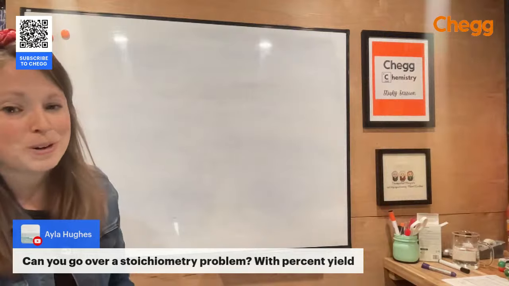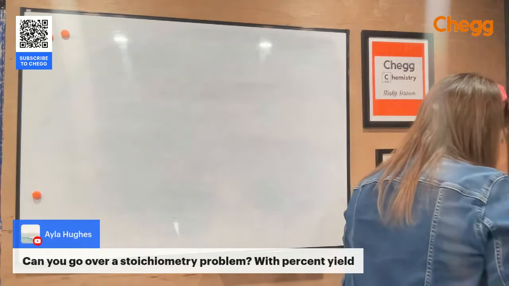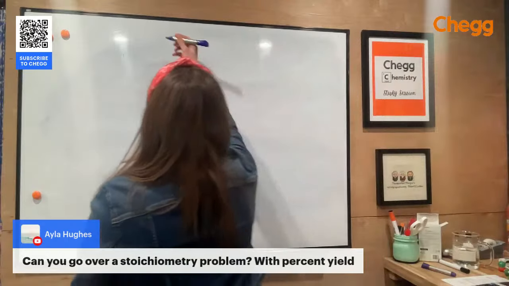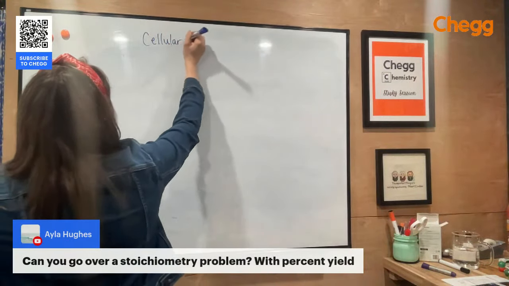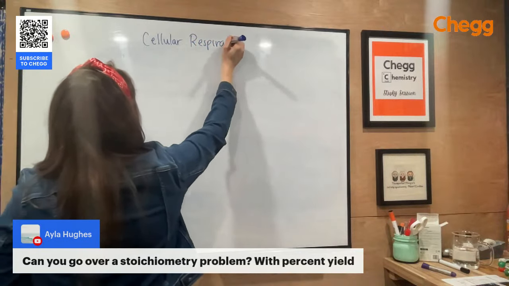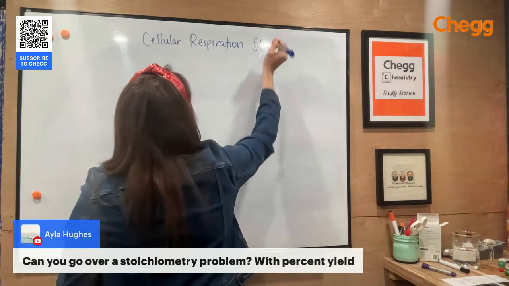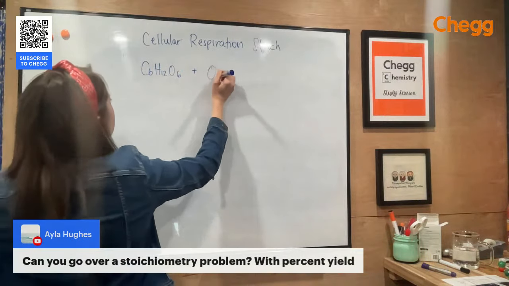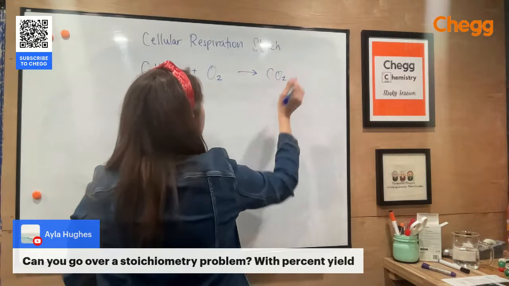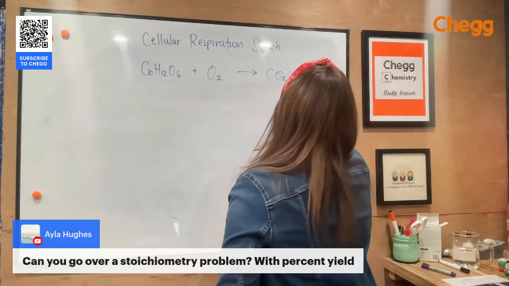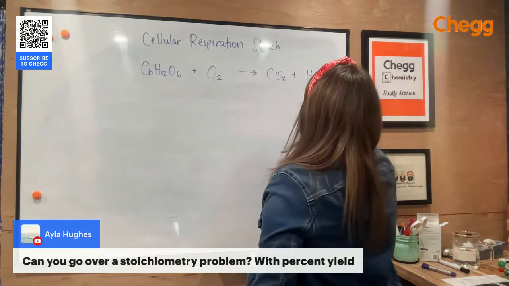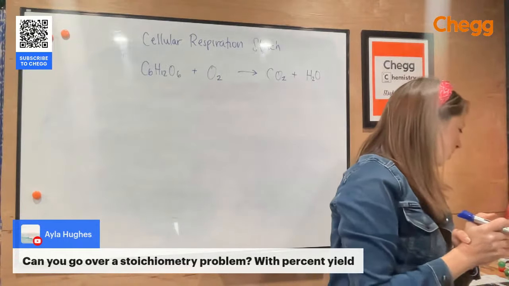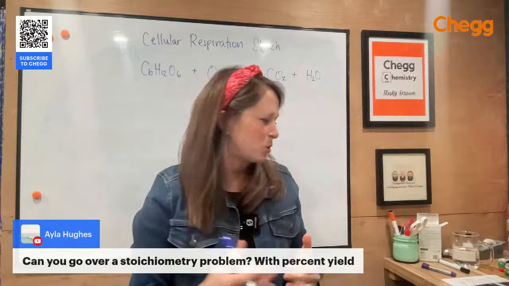All right, so stoichiometry with percent yield. Let's see what I can make up on the spot. You know what? Let's do one related to cellular respiration. In cellular respiration, we have glucose, C6H12O6, reacting with oxygen to form CO2, water, and energy, right? And I'm going to throw in limiting reactant as well, so we get that extra practice with stoich while we're going through this.